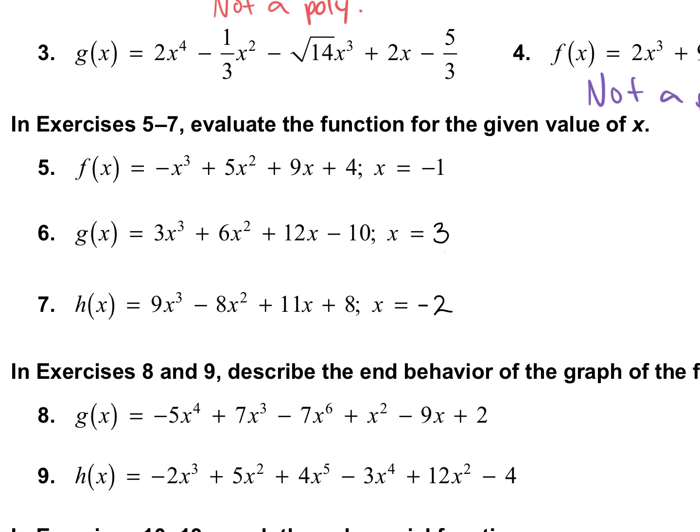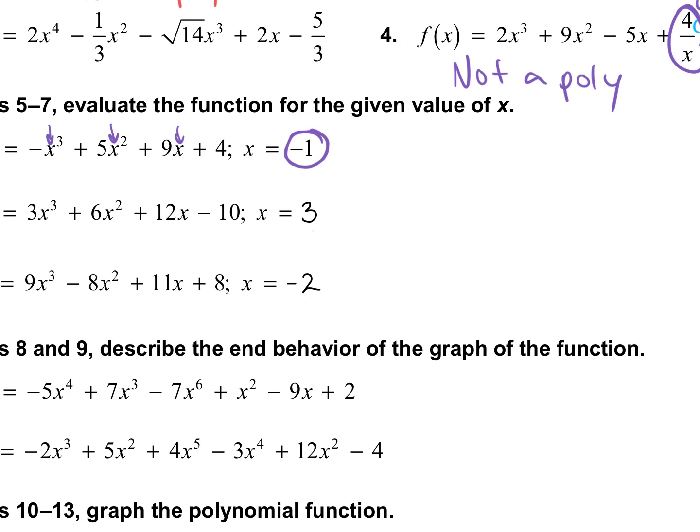So here it says evaluate the function for the given value of x. So I'm going to take the value of x that it gives me. It says x is equal to -1. And I'm going to plug it into all of the x's in the question. When you plug it in, I would recommend plugging it in parentheses. That way you know which value has the exponent, especially if it's a negative number. So we have (-1) cubed plus 5 times (-1) squared plus 9 times (-1) plus 4.